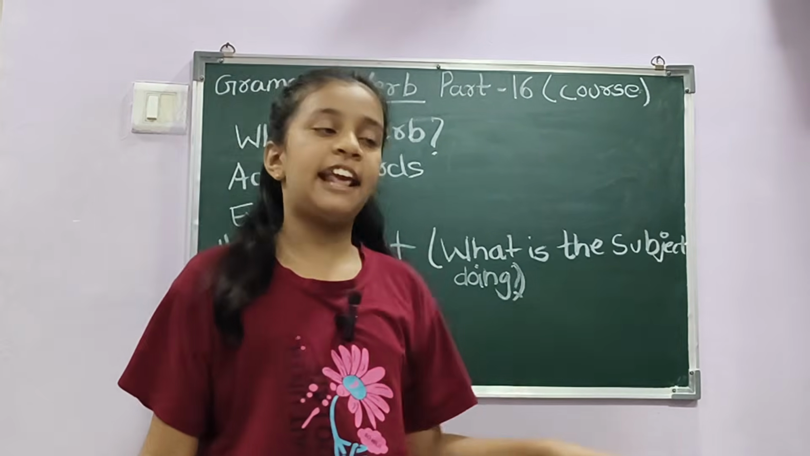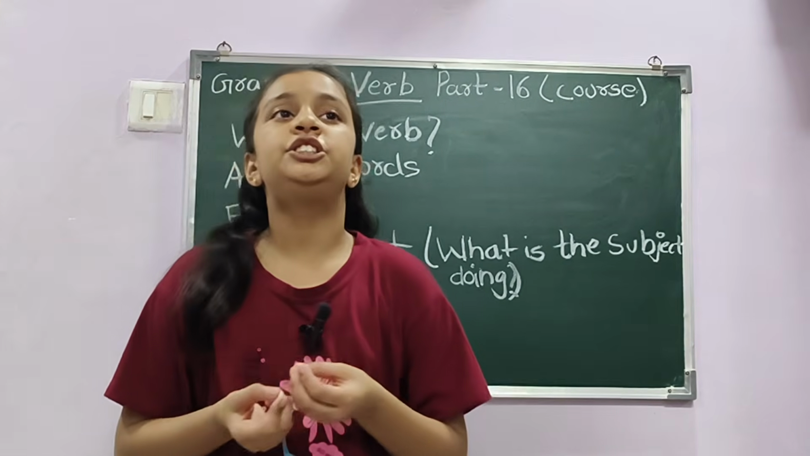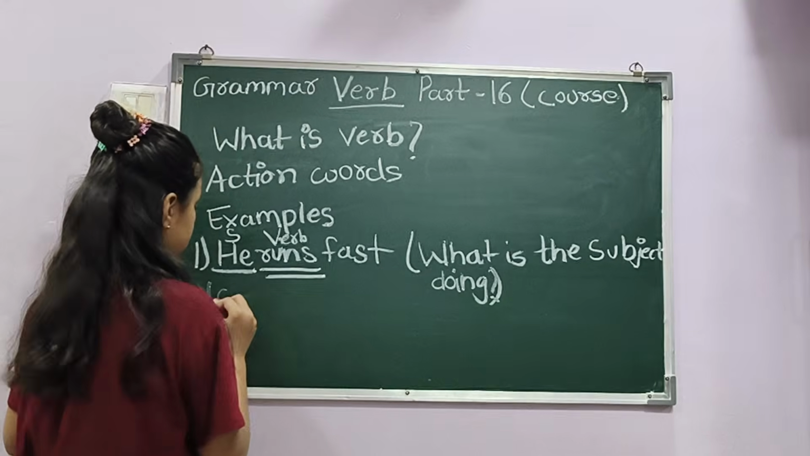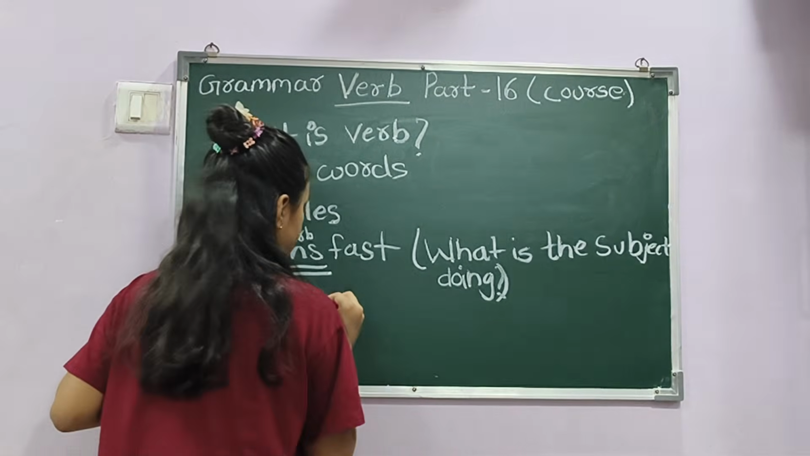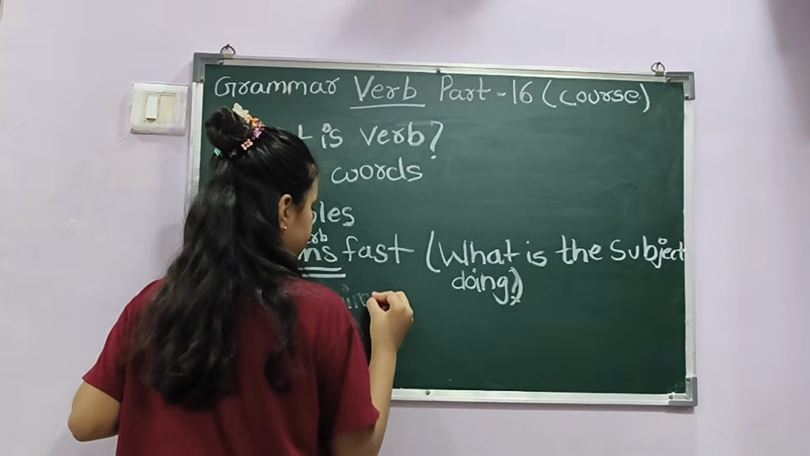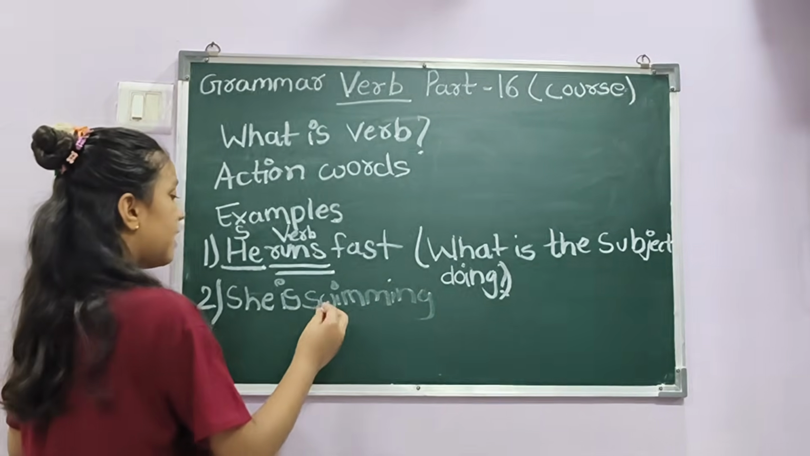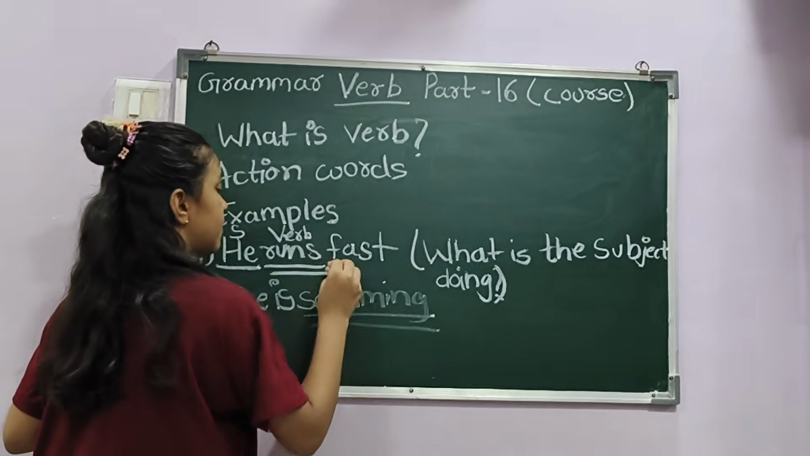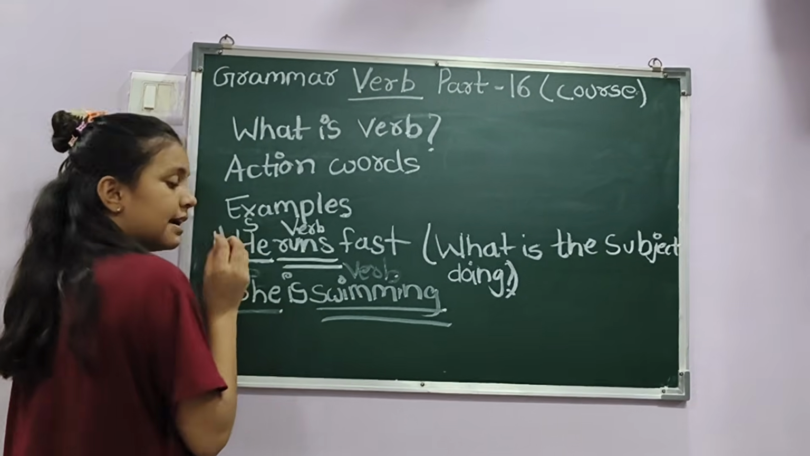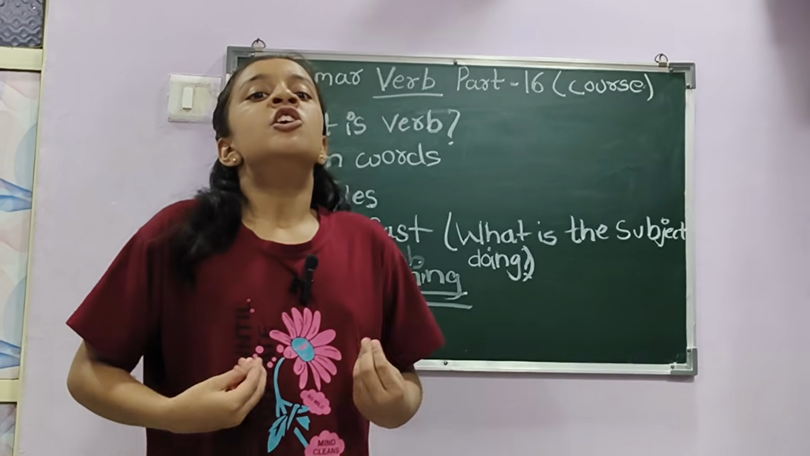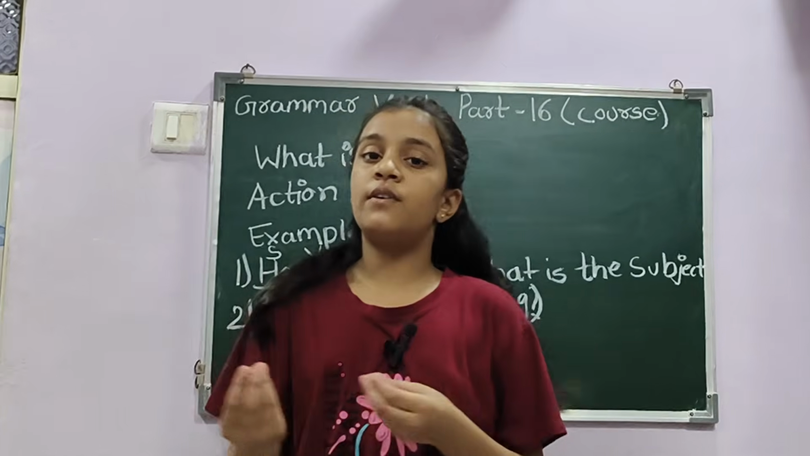Let's move towards the second example. See, that is: she is swimming. So what is the subject doing here? Swimming. So this is our verb, and this is our subject. Understood, everyone? Clear what is a verb?